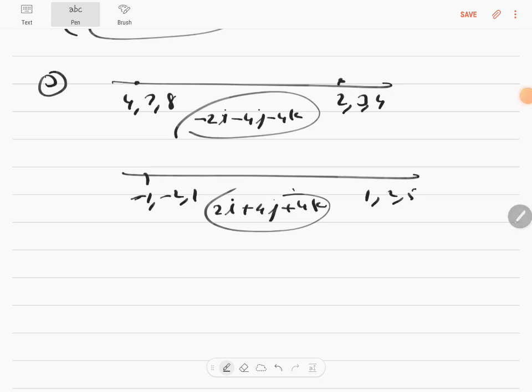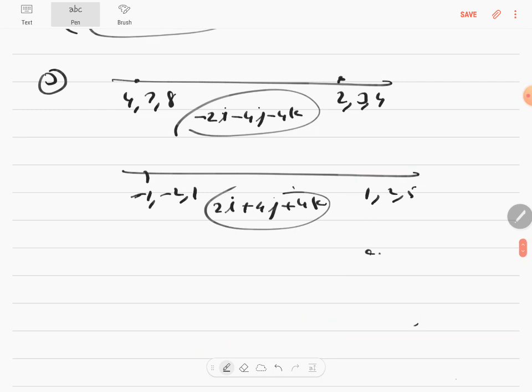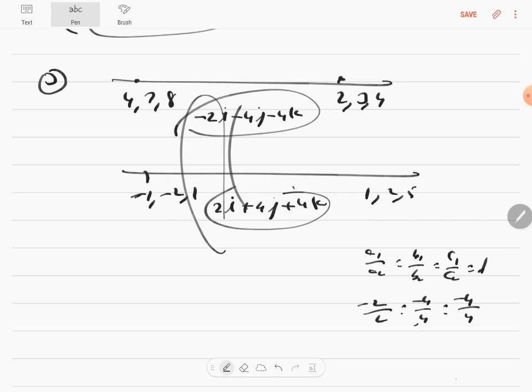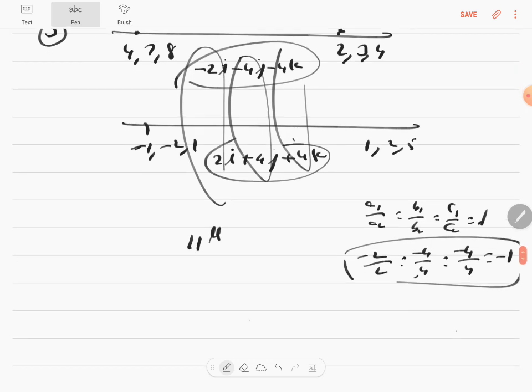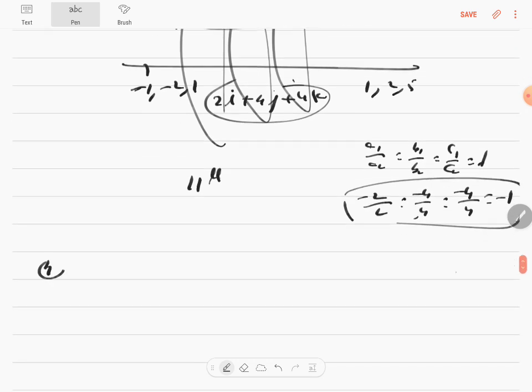So this is parallel. Or in other words, you can say a1 by a2 is equal to b1 by b2 is equal to c1 by c2 is equal to lambda, where minus 2 by 2 is equal to minus 4 by 4 is equal to minus 4 by 4. The direction ratios are all proportional and equal to minus 1, and hence they are parallel to each other. So that's one way of doing it. So let's go to the fourth question.